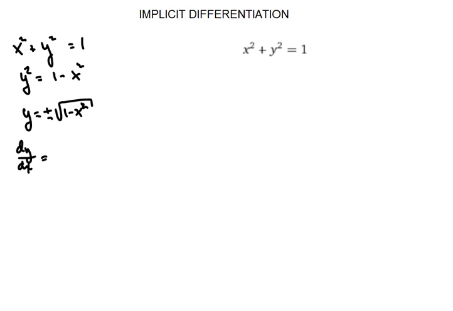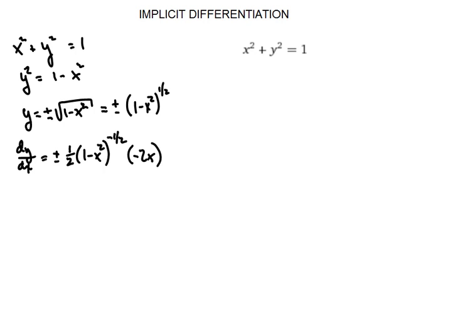dy dx would equal, leave the plus or minus there, and instead of looking at this expression in radical form, we'll write that in rational exponent form. And then we can use the power rule to find the derivative. So the plus or minus we leave out there. We'll get 1/2 times the quantity 1 minus x squared, then reduce the original 1/2 by 1, so that'll be negative 1/2. And that's the derivative of the outside function, which is the square root function. Then we need to multiply that by the derivative of the inside function, which is negative 2x. And at that point we're done.